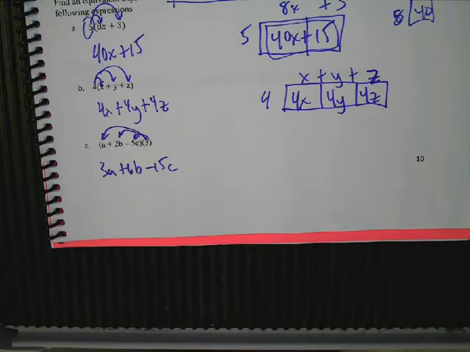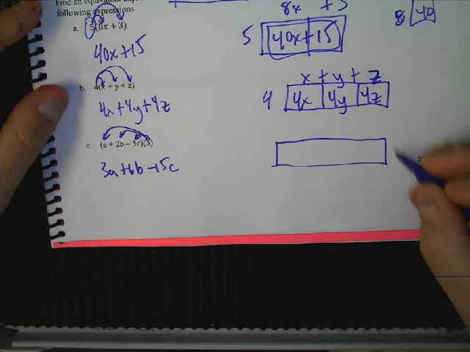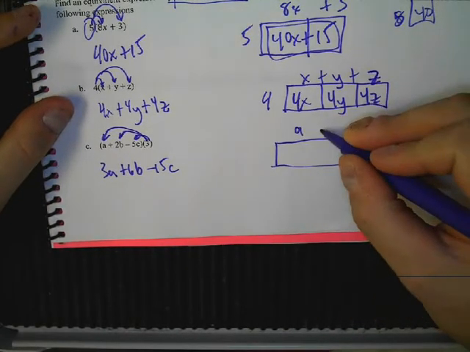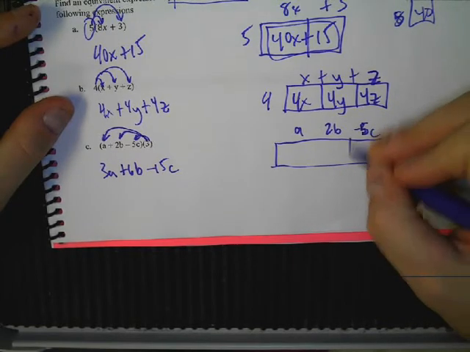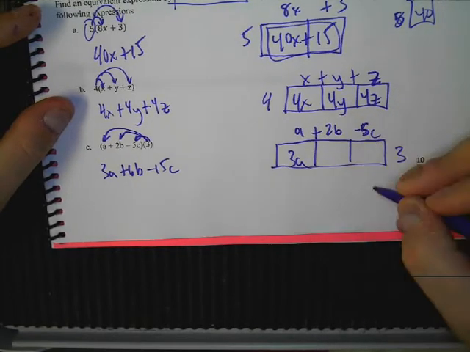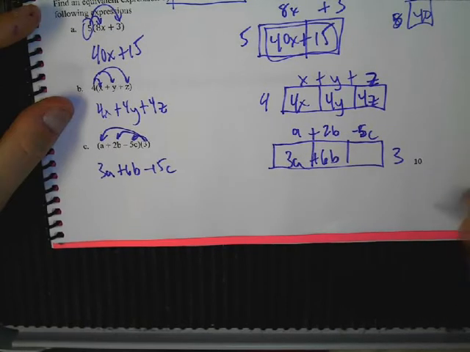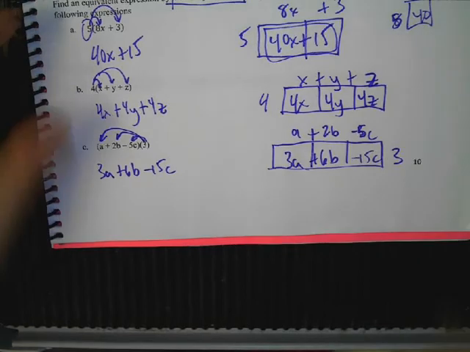Okay, here's 3. I'm going to put the 3 on the right side, and now I have a 2b minus 5c. Okay, so I have 3 times a, which would be a positive 3a. 3 times 2b, which would be a positive 6b. So I can put a plus sign, and then 3 times negative 5c would be a negative 15c. All right, very good.